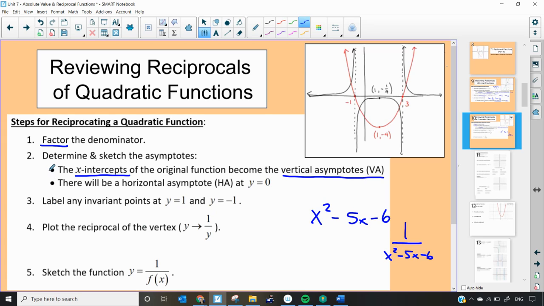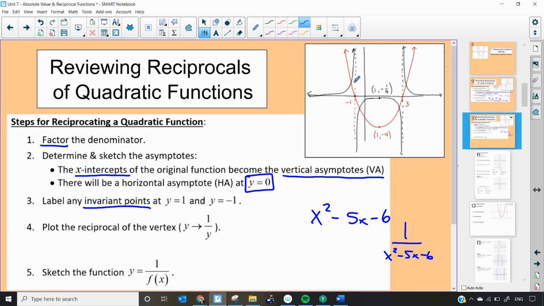After we have our vertical asymptotes, we'll also look for our horizontal asymptote, and in this case, we will always have a horizontal asymptote at y equals 0. If you were to go into calculus or future courses, we'll look a little bit more deeply at horizontal asymptotes, but right now we're just looking at the horizontal asymptote being y equals 0. Once we have our asymptotes, then we're labeling our invariant points. And again, those invariant points happen at y equals 1 and y equals negative 1.